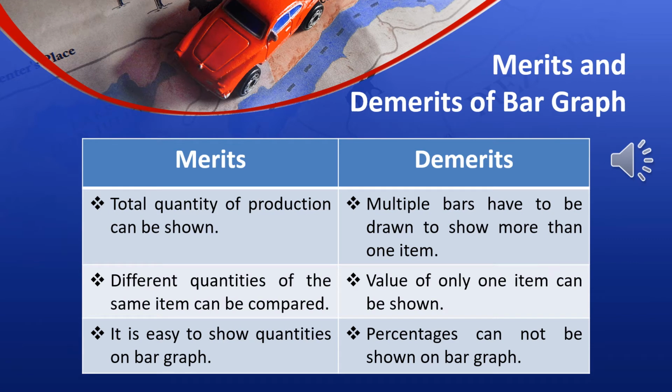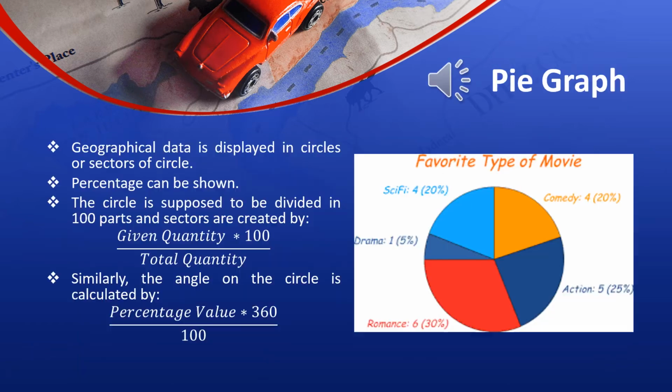Merits and demerits of bar graph. Merits: total quantity can be shown. Different quantities of the same item can be compared. It is easy to show quantities on a bar graph. Demerits: multiple bars have to be drawn to show more than one item. Value of only one item can be shown. Percentages cannot be shown on a bar graph.